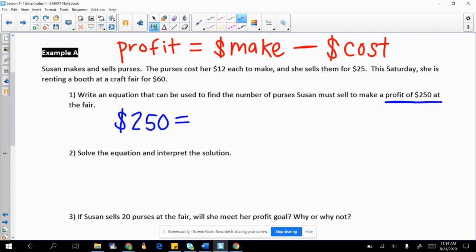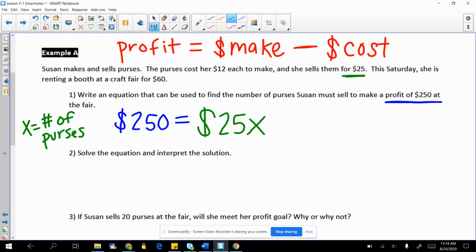Now, this is where it might get a little bit tricky here because she sells them for $25. So let's start with that price. And now that's $25 per purse. So let's go ahead and put over here that X is going to equal our number of purses. Okay, so let's call this 25X because she's going to make $25 per purse that she sells.